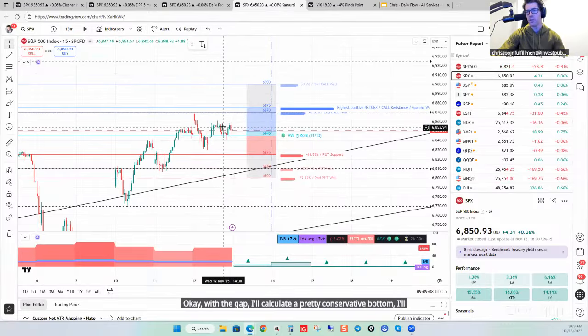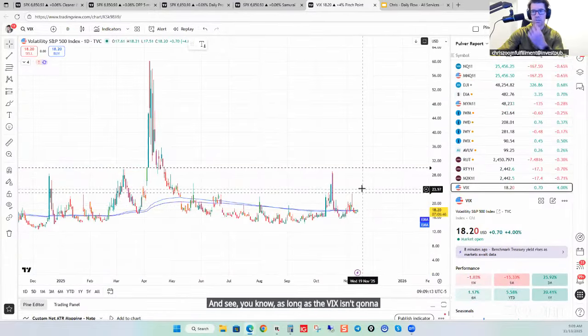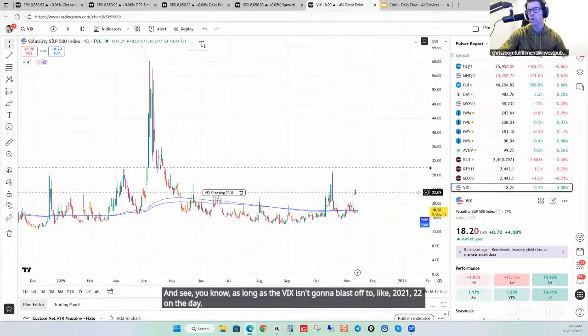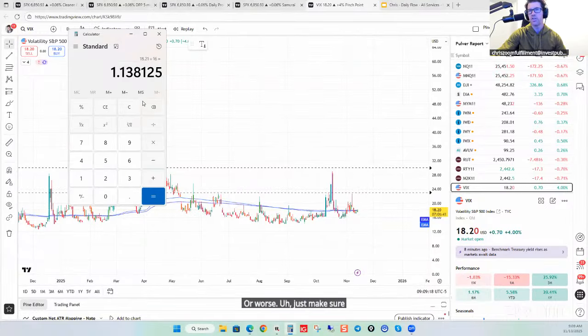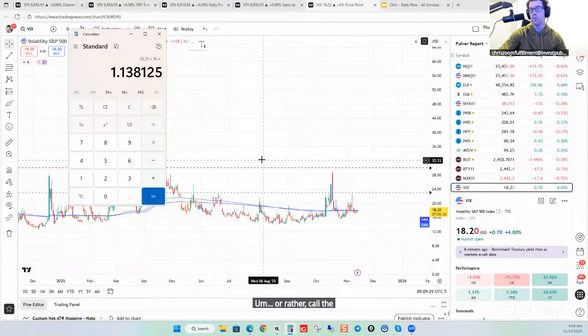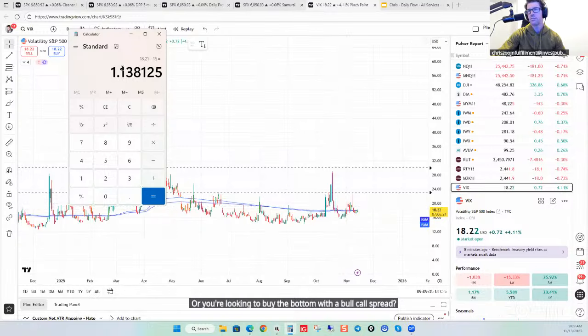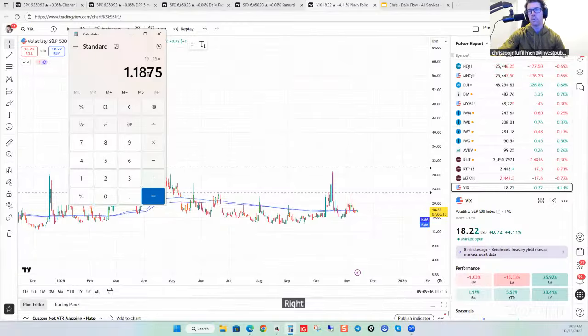I'll take the gap lower plus the VIX box and see, as long as the VIX isn't going to blast off to like 20, 21, 22 on the day or worse, just make sure you're updating those calculations, right? If you want to do a bear put spread like a debit spread, or rather call the bottom with a bull put spread, or you're looking to buy the bottom with a bull call spread, just calculate out the VIX. So if we're going from 18.22 VIX right now to, an hour later, let's say we're up to 19 VIX, then recalculate it, right? Just a little bit more movement expected.